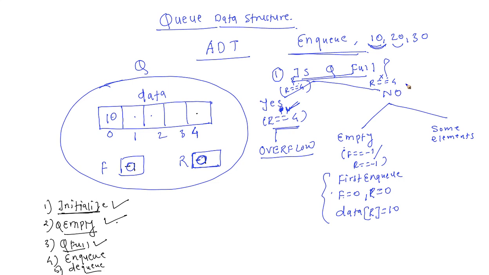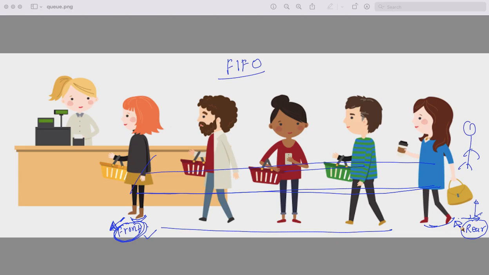Now before performing NQ, I'll check, is this the first insertion or is it a normal insertion? First insertion means the queue is empty. So I'll check, is F -1 or R -1? No, they are not -1. That means this is not the first insertion. I'll go to this choice where this is a normal insertion. If this is a normal insertion, as we saw in the case of a queue, the insertion happens from the rear end.